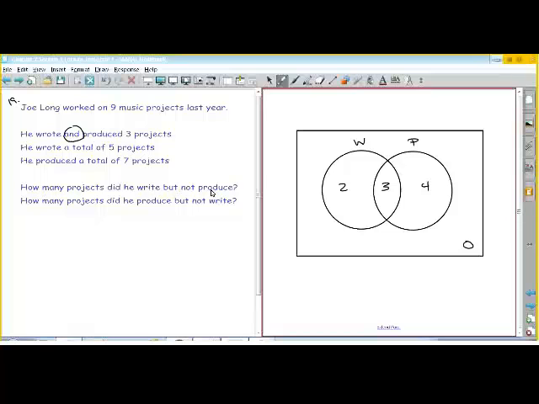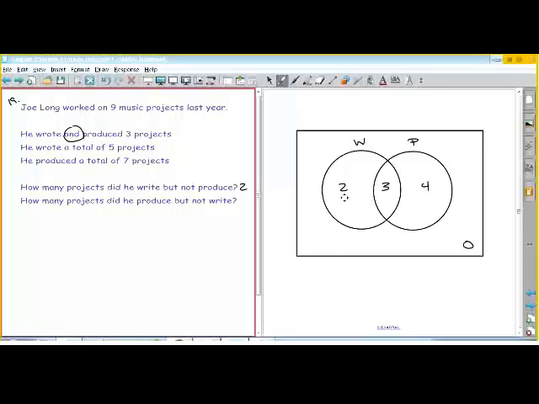How many projects did he write but not produce? Well, that would be what's inside this part of the circle. So he's written 5, written and produced 3. That means that he wrote 2 projects but didn't produce them.